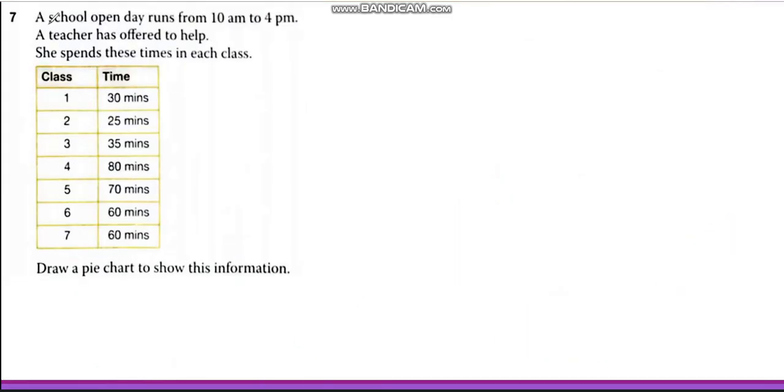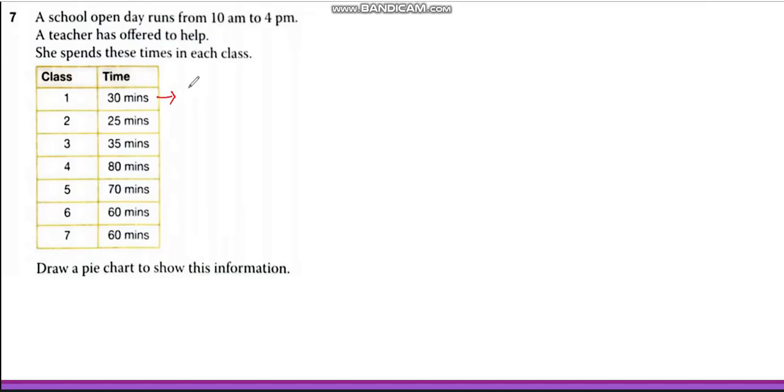In question number 7, it says a school open day runs from 10 a.m. to 4 p.m. A teacher has offered to help. She spends these times in each class, means 30 minutes and then 25 minutes and up to so on. We have to draw a pie chart to show this information. So again, first we need to get the angle that can represent 30 minutes.